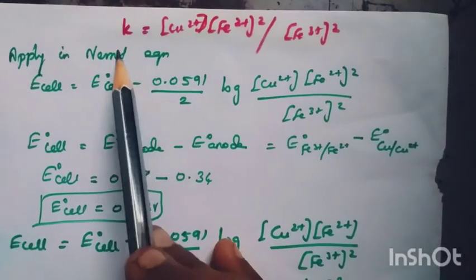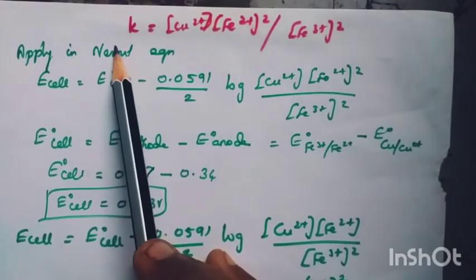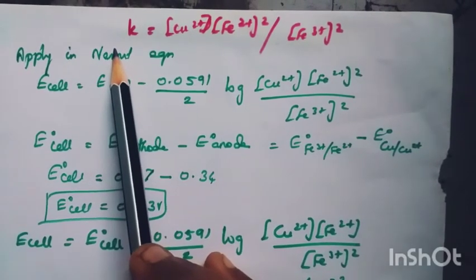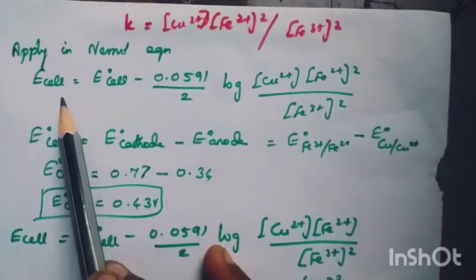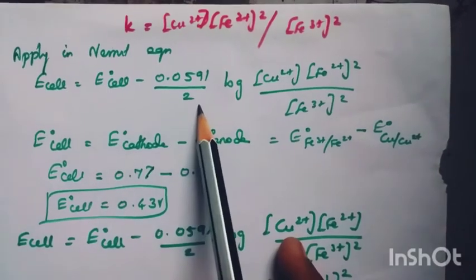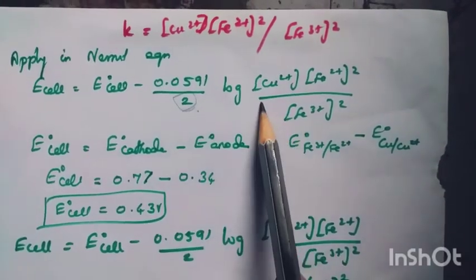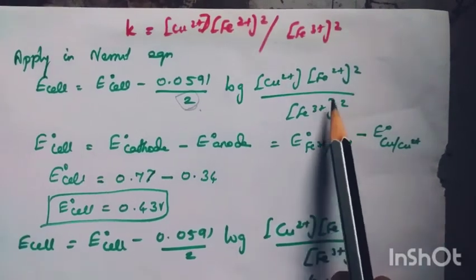So now K is equal to Cu2 plus over the ion concentrations. Only ions depend on the equilibrium, no? So the solid and the liquid are constant. So remaining is this. In the Nernst equation we can write EMF of the cell is equal to E naught of the cell minus 0.0591 by 2, n is equal to 2, no? So 2 log of Cu2 plus Fe2 plus by Fe3 plus square. 2 moles, no? So square.